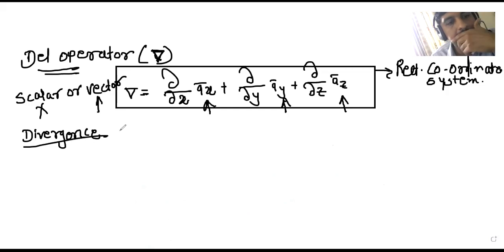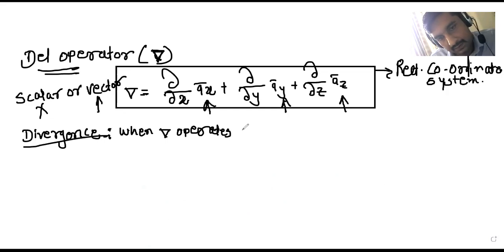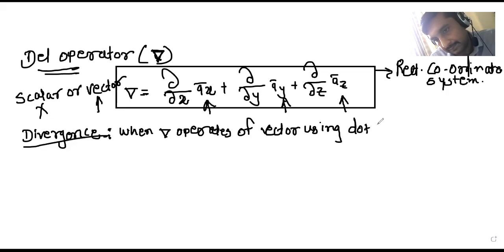Right. So this is your divergence. Now, similar to the gradient, I will write the definition of divergence also. When del operates on a vector quantity using a dot product, we will call it a divergence. Divergence means when this del operates on a vector quantity using a dot product.